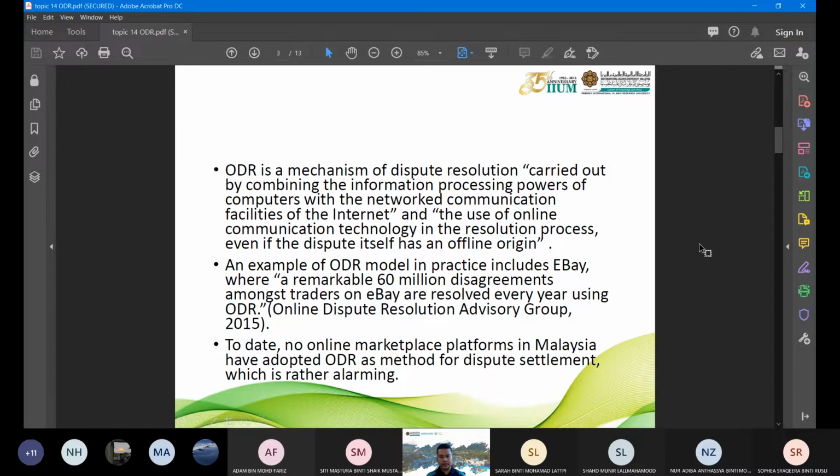So this ODR is carried out by a combination of online technology as well as automation. If we use, for example, eBay, eBay has this example of an ODR model. It was said that they are able to resolve almost 60 million disagreements among traders each year. At the moment in Malaysia, although I'm not saying that we don't have any, if we see Shopee or Lazada, they have started to have this sort of ODR mechanism.